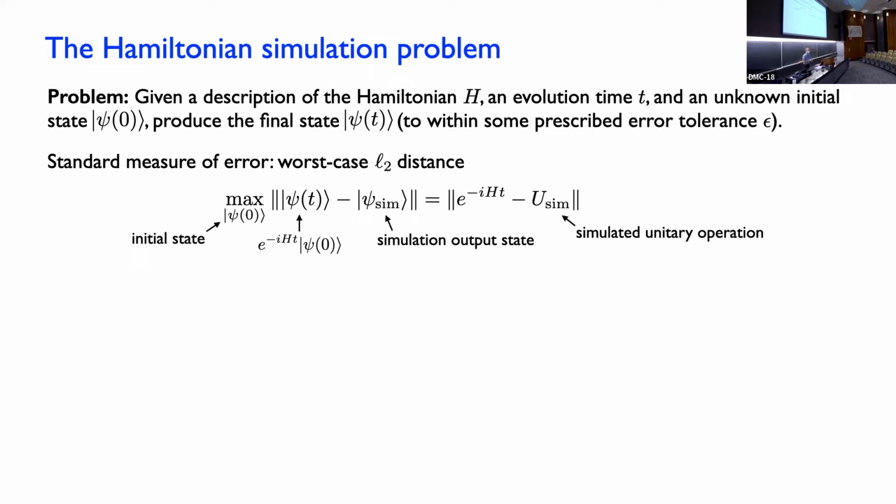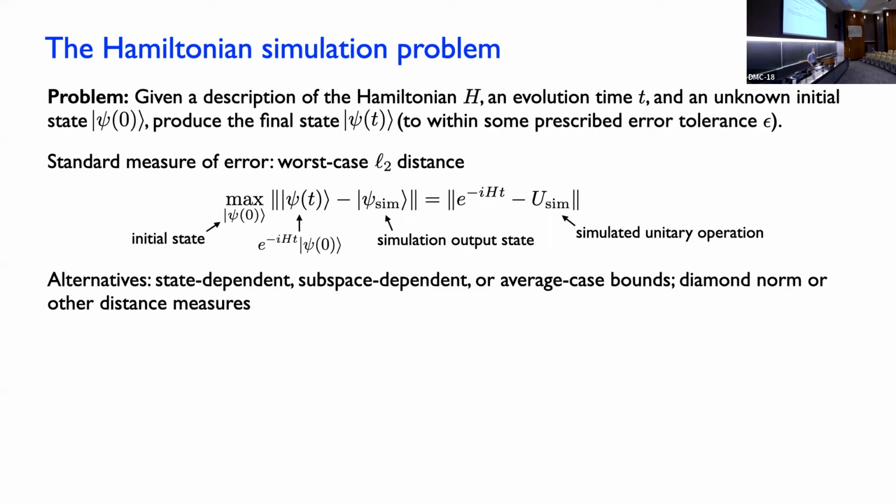Another way of thinking about that is that we're asking that the spectral norm of the difference between the actual evolution operator, which is e to the minus iHt in this time independent case, and the operator that describes the unitary operation applied when we do the simulation, the difference between those things should be at most epsilon in terms of the spectral norm. So like the largest eigenvalue of that operator should be at most epsilon.